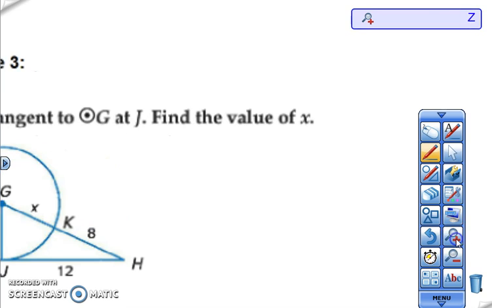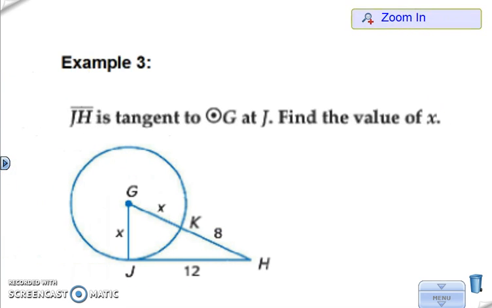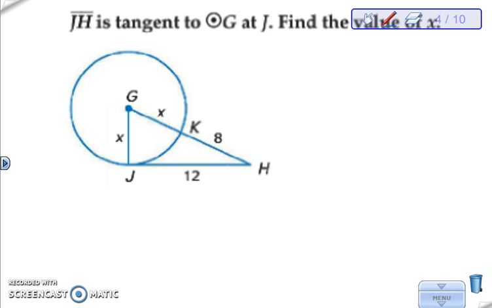All right, so in this example, we already know that the line is tangent to the circle. We simply need to find the missing value. So just like we were saying, if JH is tangent to circle G, then the radius makes a right angle at the point of tangency. And we know that for every right triangle, a squared plus b squared equals c squared. So now all we have to do is plug in the parts based on what we know.